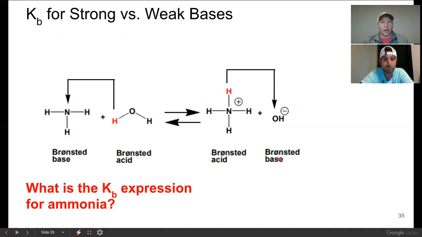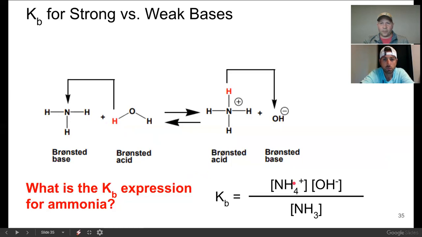Okay, and let's look at bases. What about bases? Is it any different than acids? No, I'm just kidding. It's completely the same idea, same concept. We're not going to include the water. Products over reactants, nothing crazy. What's the Kb expression? It's the base dissociation constant when a base gets dissolved in water. Here are your products, NH4 plus and OH minus, over the concentration of the reactant.